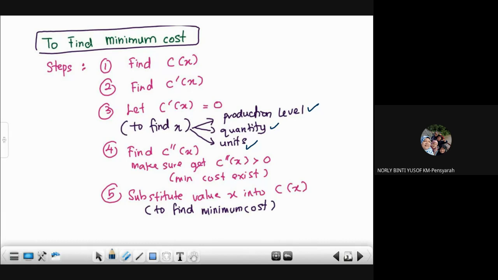Okay, lepas tu kena cari juga second derivative to make sure that your second derivative must be greater than 0. That is minimum cost exists. Okay, and then substitute value of x into the C function to find the minimum cost. So konsep dia adalah konsep differentiation. Cuma dalam minimum cost. Okay, so this is additional lah. Nota ni tak ada tapi madam tambah. Untuk minimum cost.